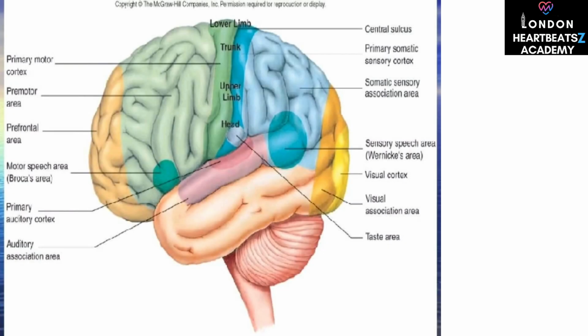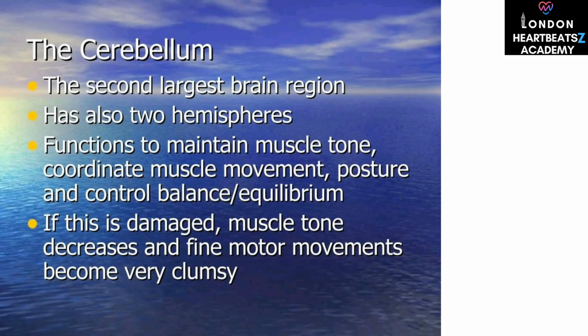This image provides a comprehensive view of the cortical functional areas, including the various motor, sensory, and association areas of the cerebrum. The cerebellum is the second largest brain region, also having two hemispheres. It functions to maintain muscle tone, coordinate muscle movement, posture, and control balance. Damage to the cerebellum results in decreased muscle tone and clumsy fine motor movements.